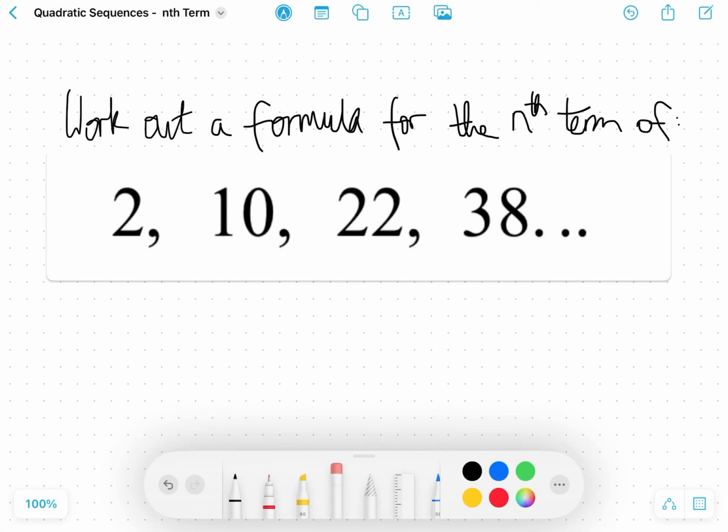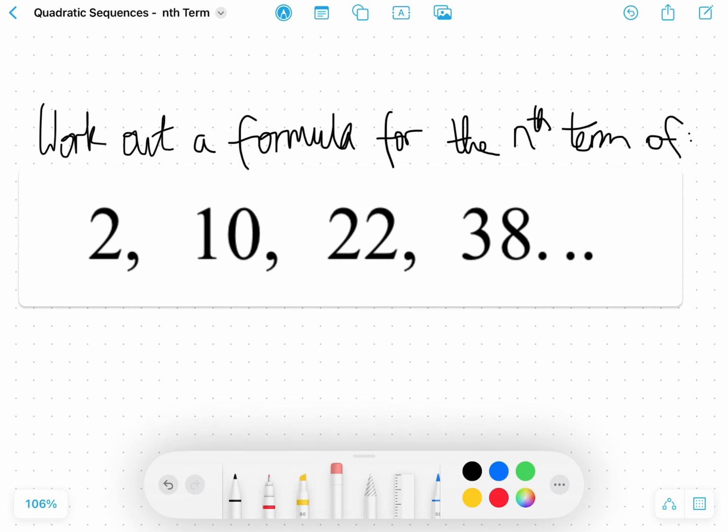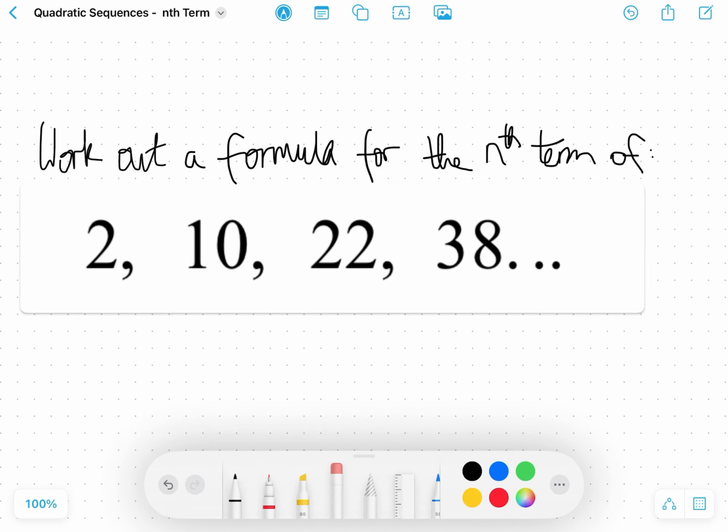Hello. So in this video, I'll be working through how to find the nth term of quadratic sequences. A quadratic sequence is when the first difference isn't constant. The first difference is, well, let's work it out now. It's the difference between each of the terms.